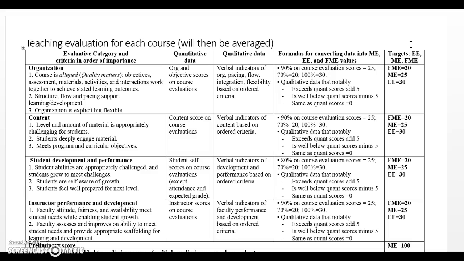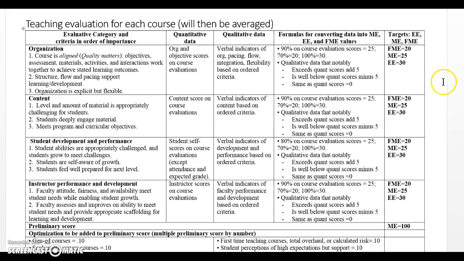This is an ugly table, but I love tables because in tables I can lay things out and understand how they relate to each other and how it works. Now, following the multiple criteria decision analysis, you will see how these parts of the table work. In this first column, we have the evaluative categories, and these come from our course evaluations as well as our functions and criteria. I have 4: organization, content, student development and performance, and instructor performance.